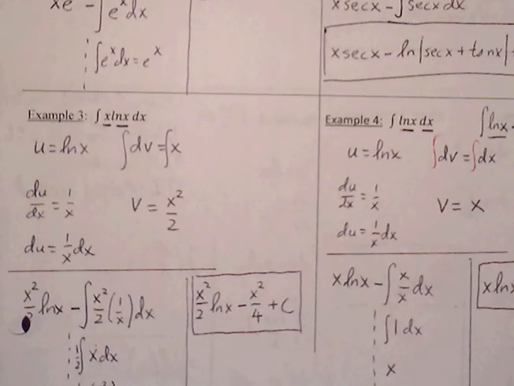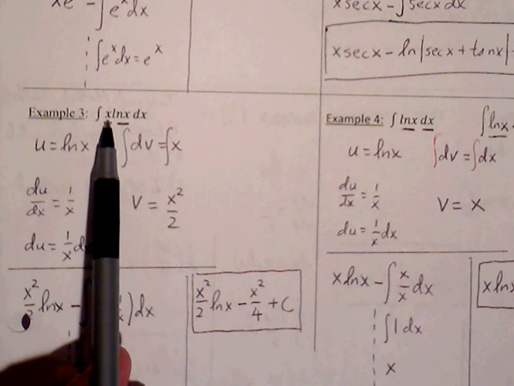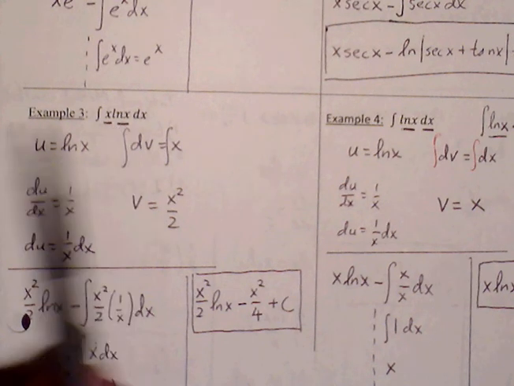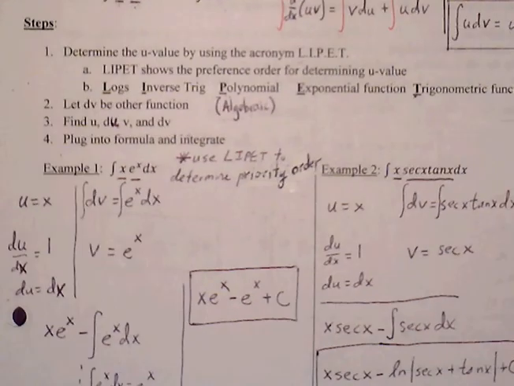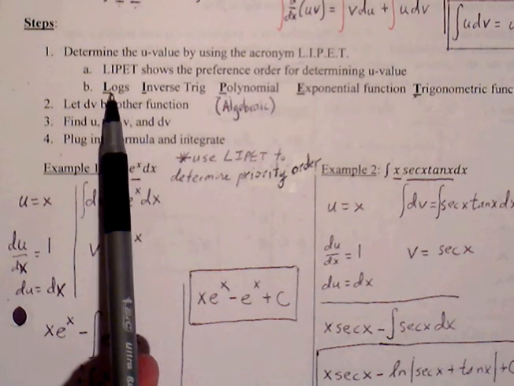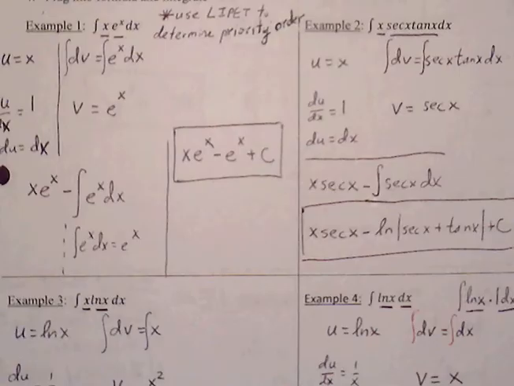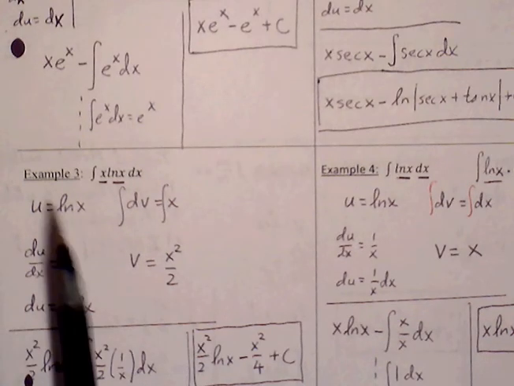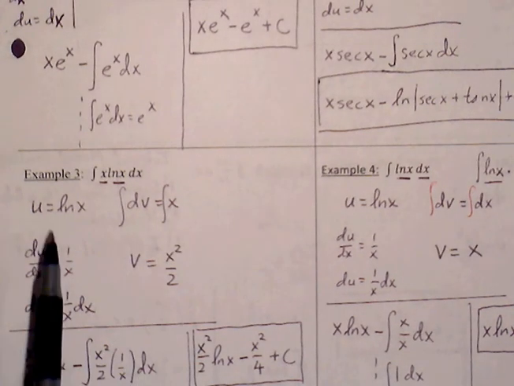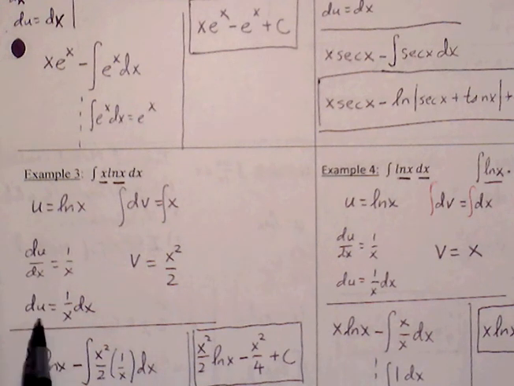Okay, example 3, we have integral of x, natural log of x dx. Now we have x is algebraic, natural log is log function, and if we look at our LIPT preference order, we see that logs comes before polynomial, before algebraic, so our u value has to be natural log of x, which means our dv is equal to x. Okay, so our derivative for natural log is simply 1 over x dx, so that's our du.